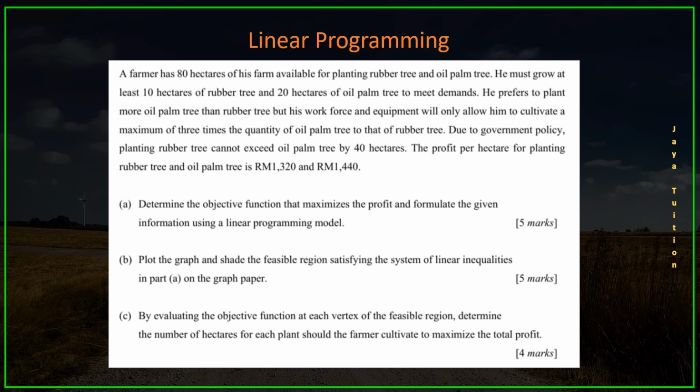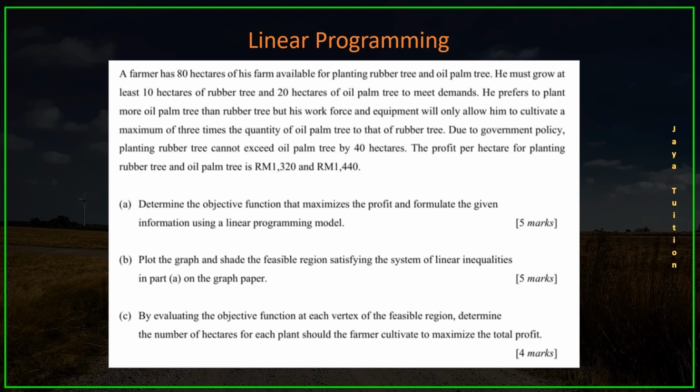But he cannot cultivate maximum. He's been limited by the workforce and equipment, so he can cultivate maximum 3 times the quantity of oil palm tree to that of rubber tree. And there is also a constraint of the government policy, which is planting rubber tree cannot exceed the oil palm tree by 40 hectares.